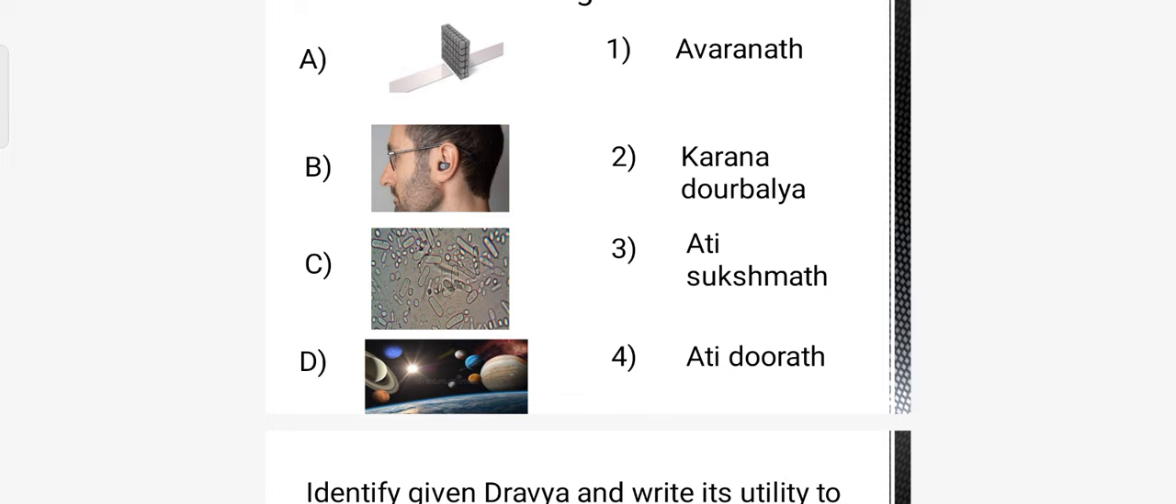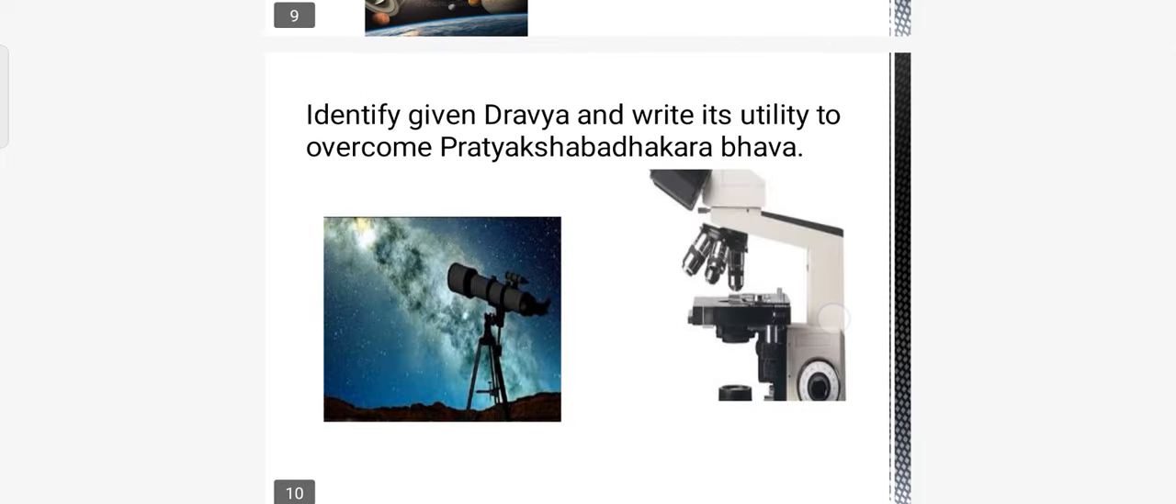Because in Ati Durat, you can see the planets. In Ati Sukshma, you can see the microorganisms over there. Karana Daurbalya, because the person is wearing specs or some hearing aid. Avarana, because there is an obstruction in the pathway that is lined out there. Okay, so that's how it is going to be.